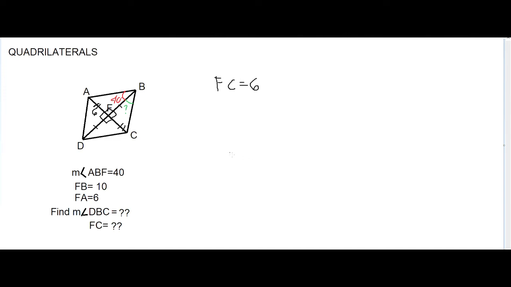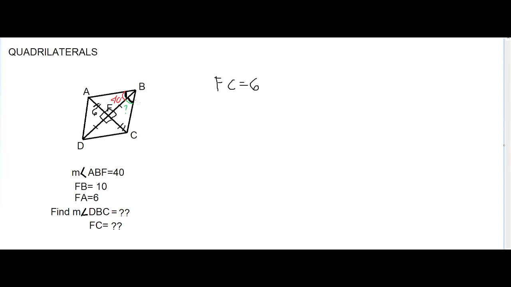Ngayon, how about yung measurement ni angle DBC? Same is true with the angles. They also bisect each other. So, yung diagonals, hinahati niya yung angle into two equal parts, which is ito. Pag maglalagay ka ng diagonal DB, nahati niya si angle ABC into ABF and CBF. Ngayon, they are equal, yung dalawang angle na yun. Kung ano yung magiging measurement ng angle na to, also, equal siya sa measurement ng angle na to.